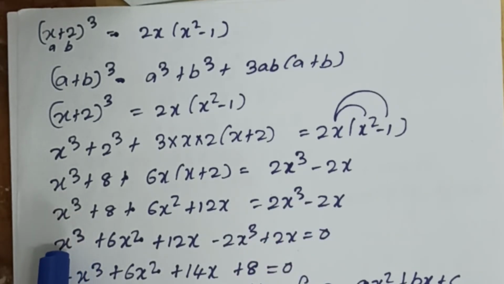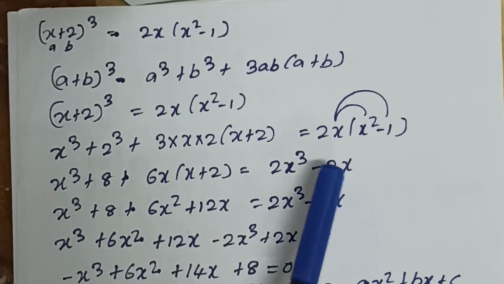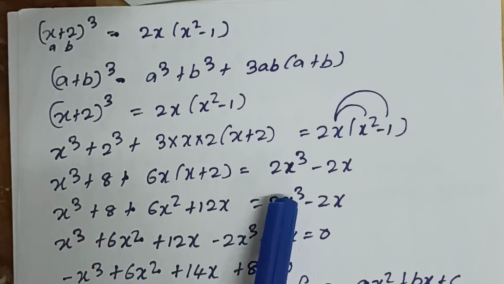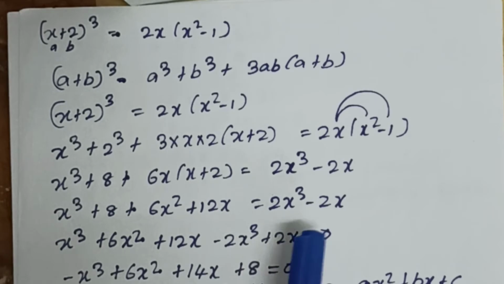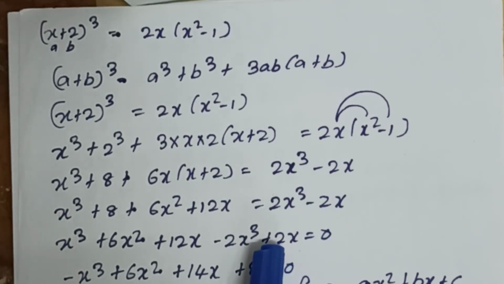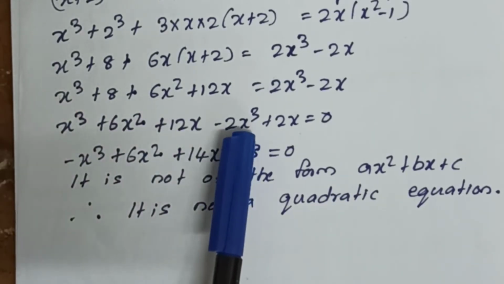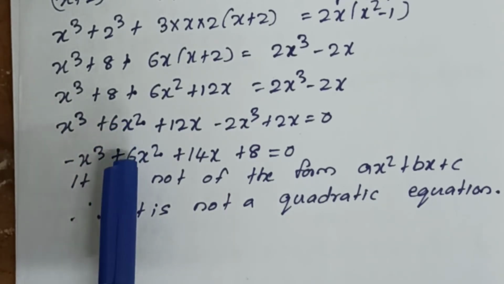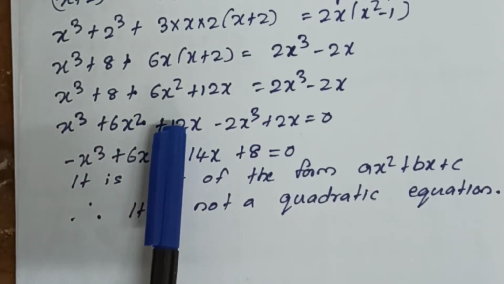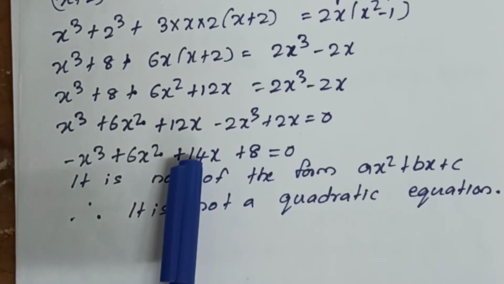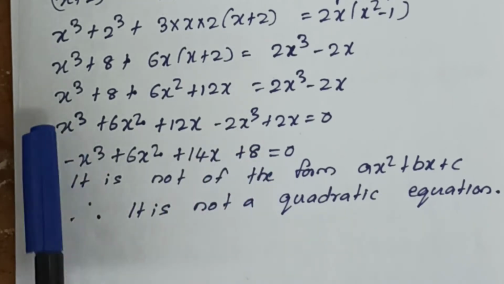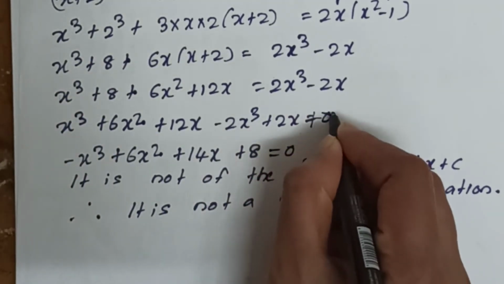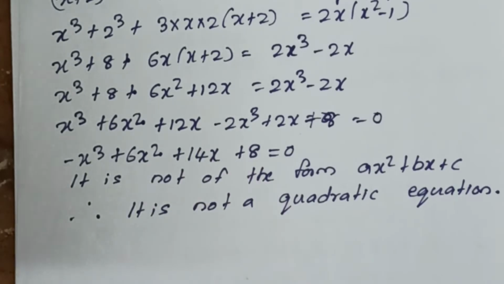So left hand side it is x³ + 6x² + 12x − 2x³. See, whatever is on the right hand side we have to bring to the left hand side. So plus 2x³ when it goes to the left hand side becomes minus 2x³, and minus 2x will become plus 2x. x³ minus 2x³ is minus x³, then 6x², 12x plus 2x will become 14x, and plus 8 is there. That way we write here.